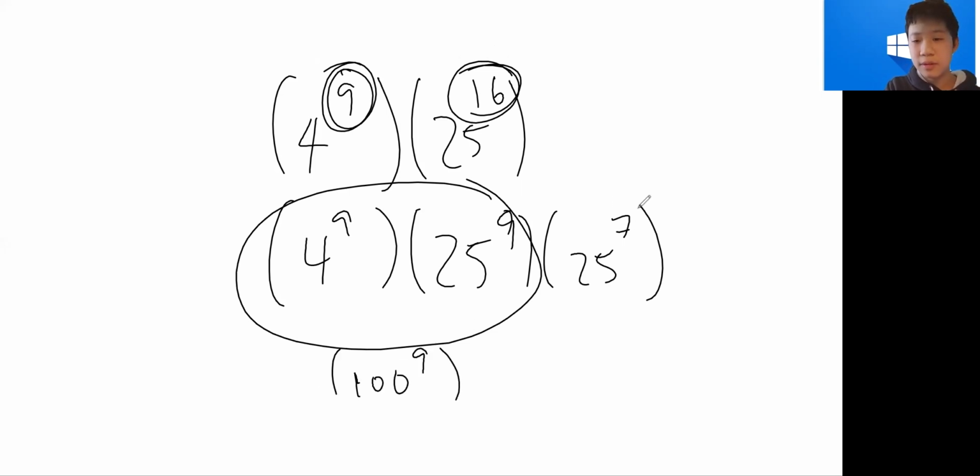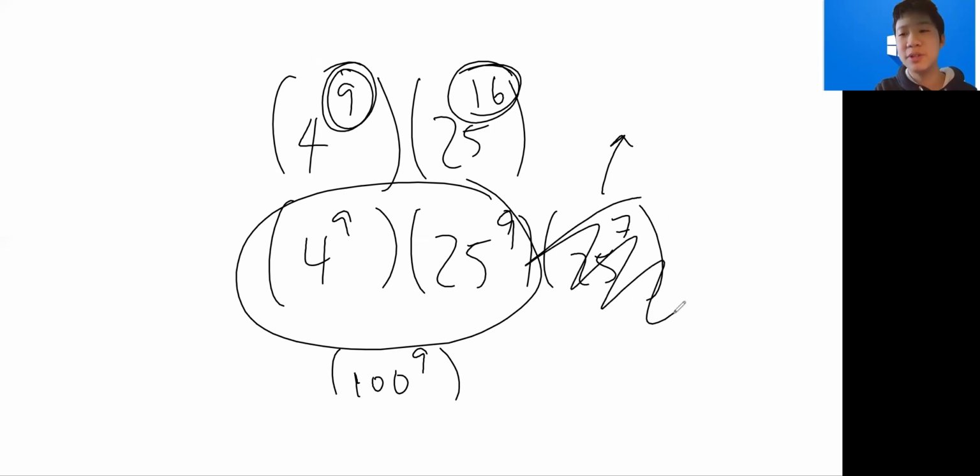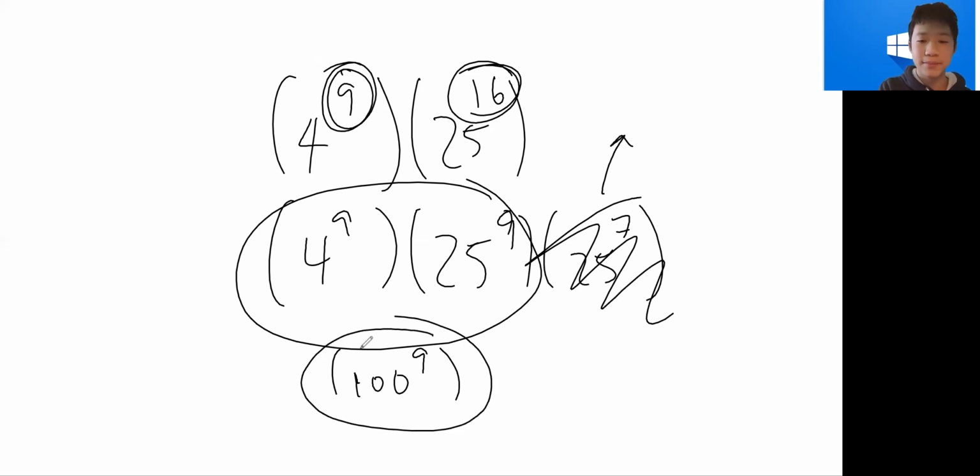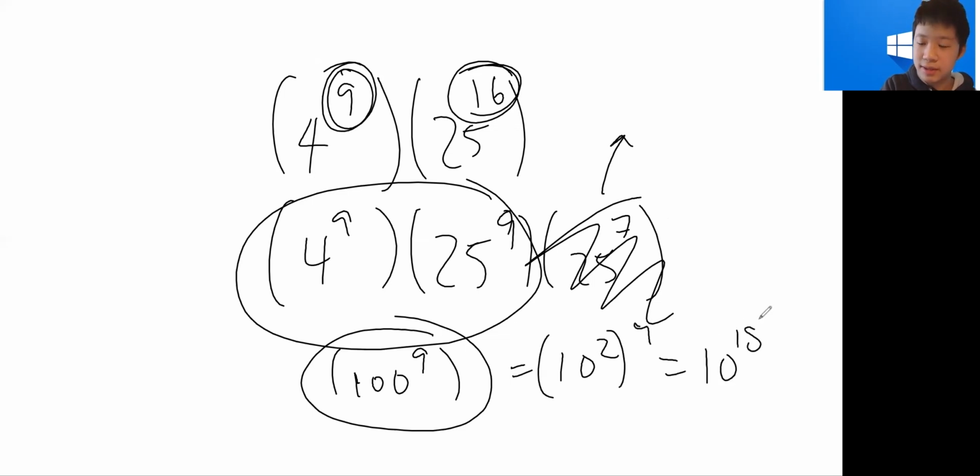Right? Well, let's first look at the leftover 25 power. This one has no multiples of 10, no powers of 10 inside it. And so this doesn't contribute to any zeros, so we can just remove that entirely. All we need to do now is focus on this 100 to the 9. Well, what is this? This is just 10 squared to the 9 power, 10 to the 18. So how many zeros do we have? 18 zeros.